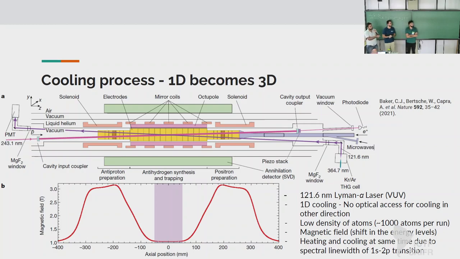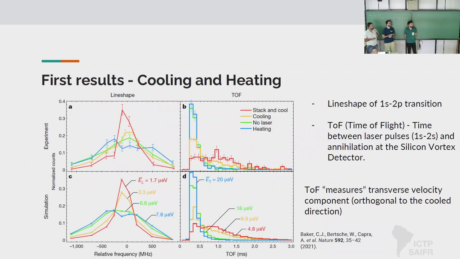I will now skip the other problems because I don't have much time. Those are the main results. They resolved the optical transition, the line shape getting narrower. And this time of flight measurement, which measures the time the atoms take to leave the trap, collide with the internal walls of the trap and be annihilated, shows that there is a delay as they cool the sample.